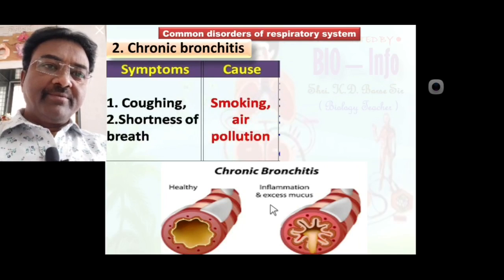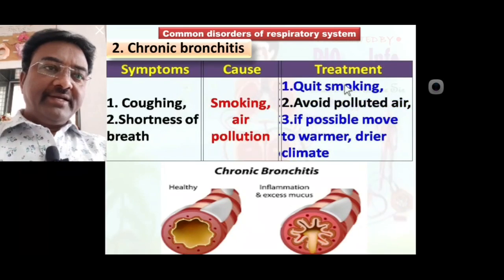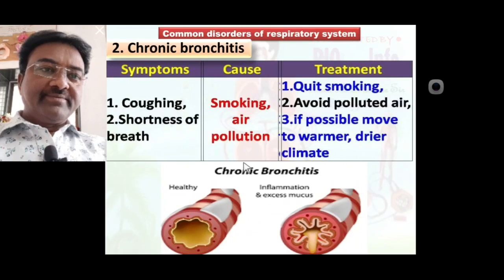The causal factors of chronic bronchitis are also smoking and air pollution. Due to smoking or air pollution, chronic bronchitis occurs in the respiratory system. How to treat chronic bronchitis? Quit smoking or avoid smoking. Also avoid polluted air. If possible, move to a warmer or drier climate. These are the treatment measures. Here noted are the symptoms, causes, and treatment measures of chronic bronchitis. Hope that you understood everything.